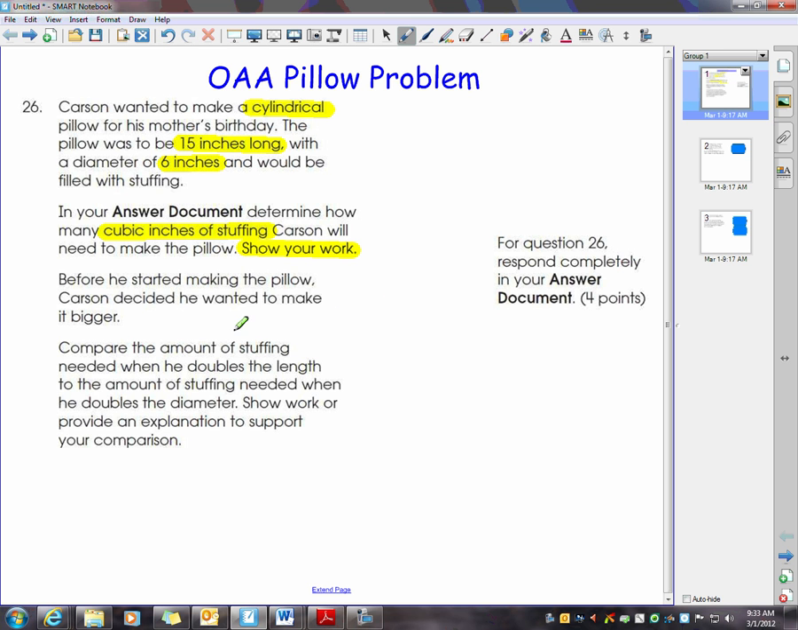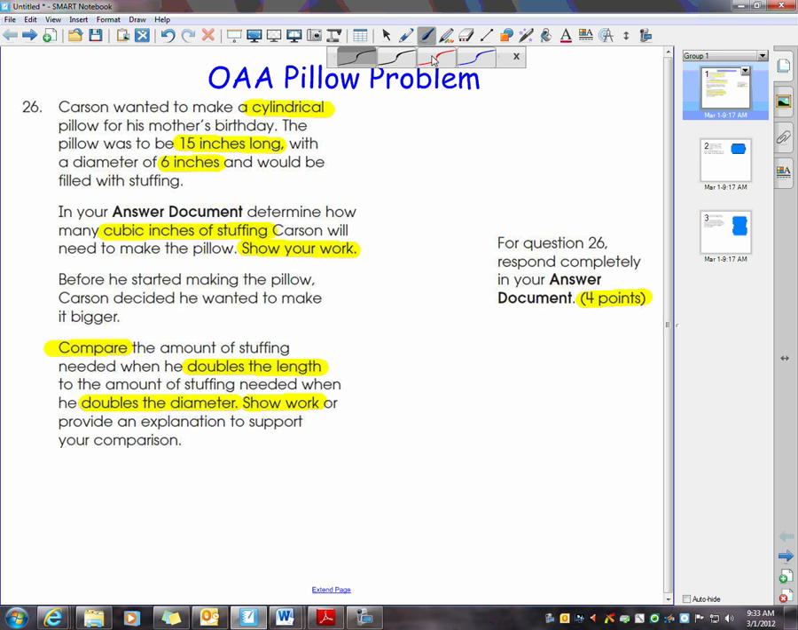Before he started making the pillow, Carson decided he wanted to make it bigger. Compare the amount of stuffing needed when he doubles the length to the amount of stuffing needed when he doubles the diameter. Show work or provide an explanation to support your comparison. Respond completely in your answer document. It's worth 4 points. All right, so a lot of tasks here.